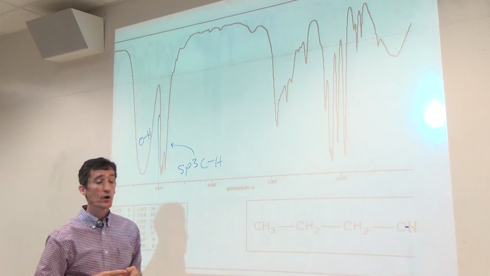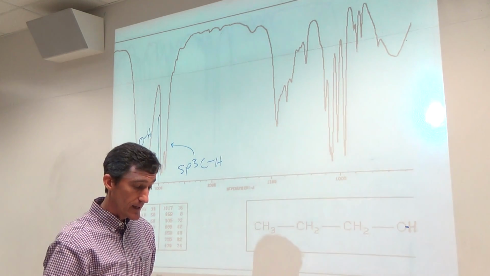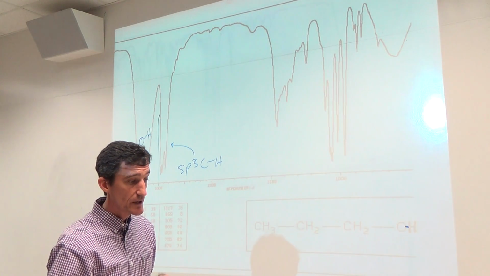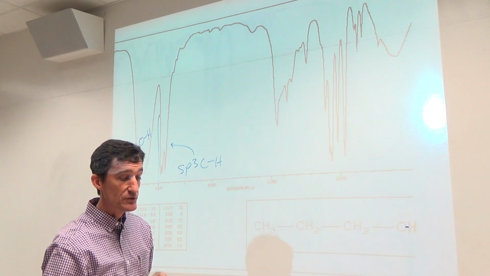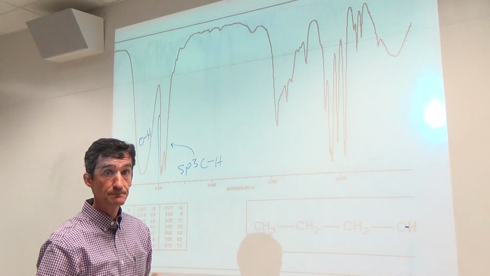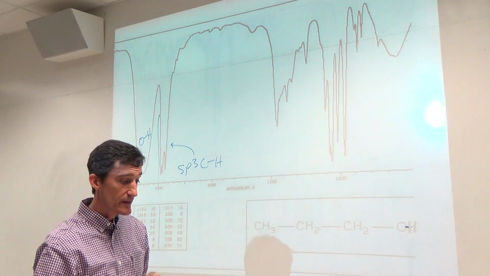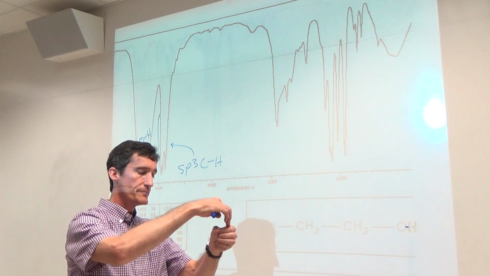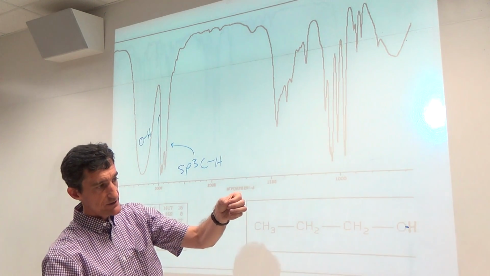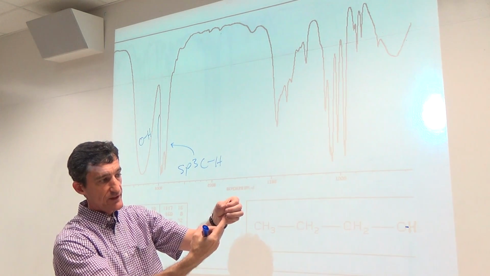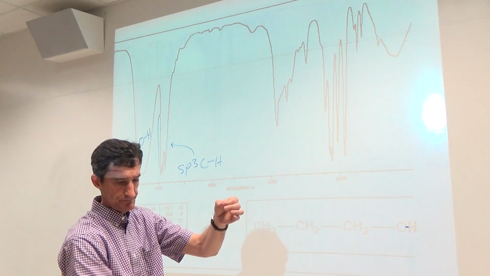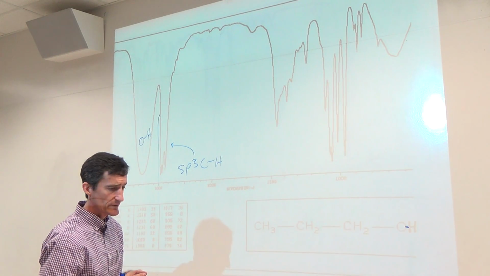Word of caution though, in the modern day instruments that have come out in the past 10 to 15 years, the OH is not quite as intense. It's because of the method that is used. Today the compound just sits up top, and the IR light reflects off the compound, and then it goes and hits the detector. So it's more of a reflectance.